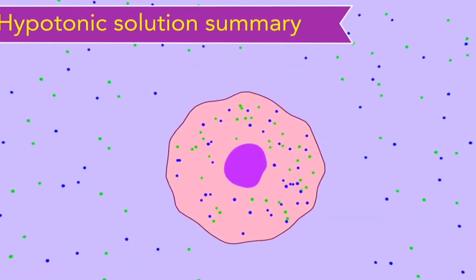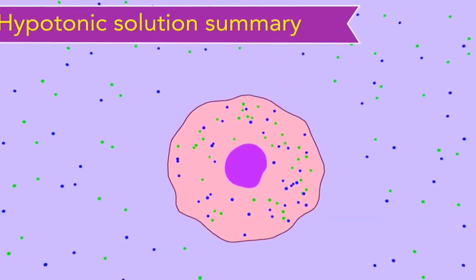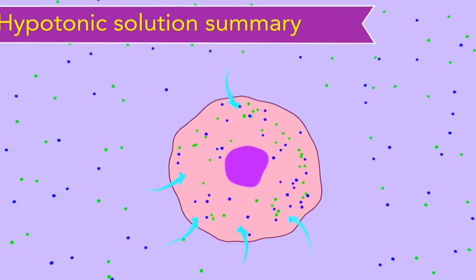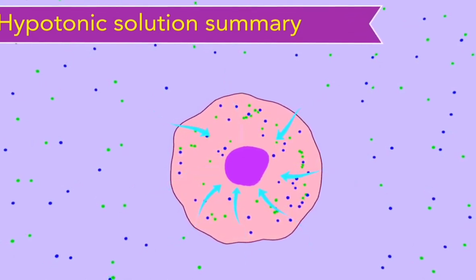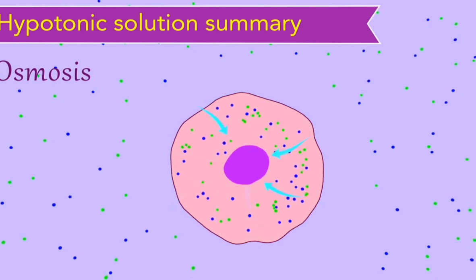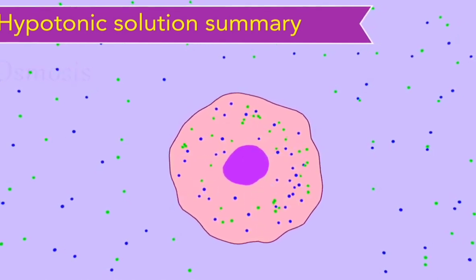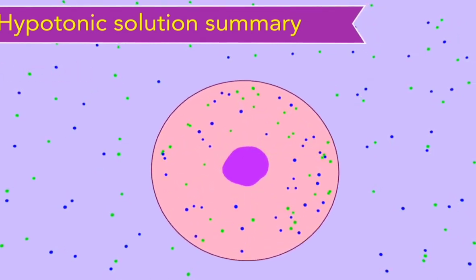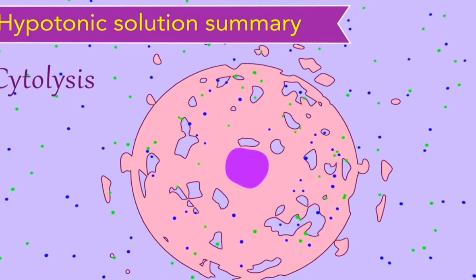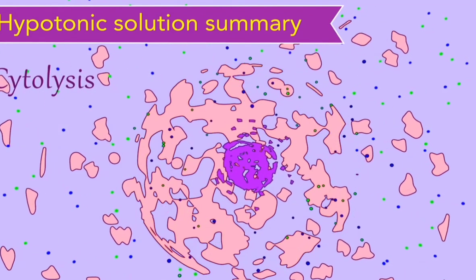Remember, this means that there is a lower concentration of solute outside the cell compared to inside the cell. This causes water molecules to diffuse into the cell. Remember, when diffusion happens with water, we call that osmosis. This causes the cell to swell. If the concentration difference is high enough, cytolysis may occur.